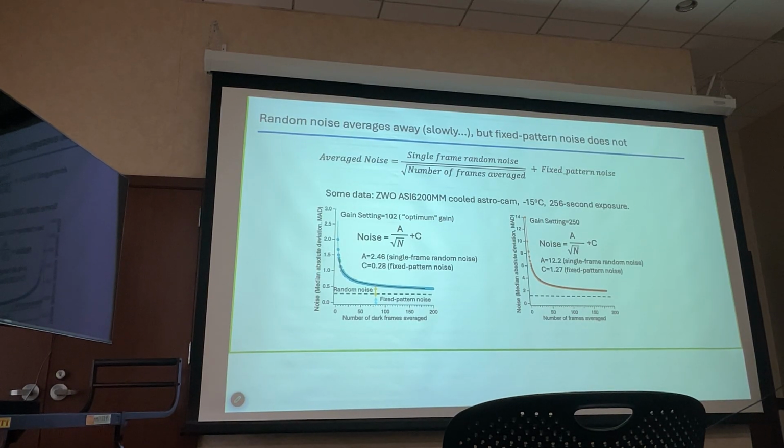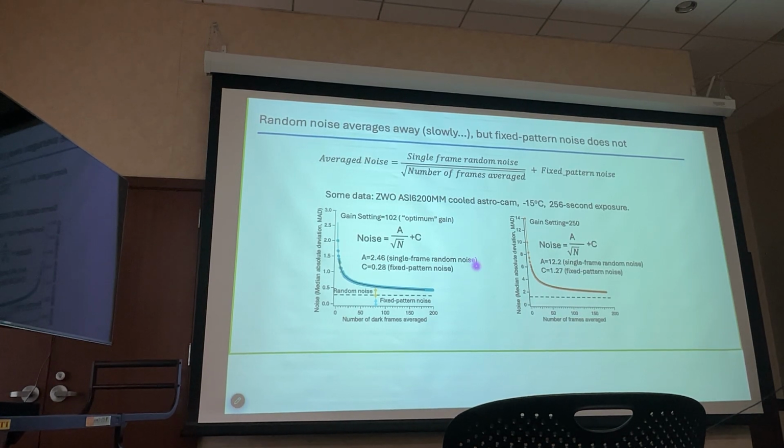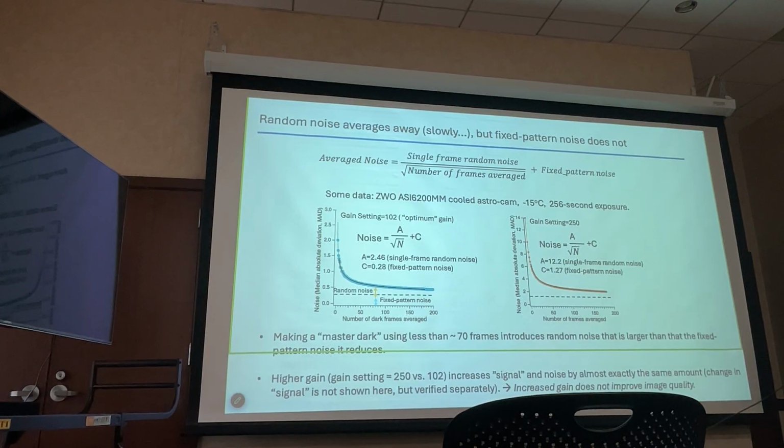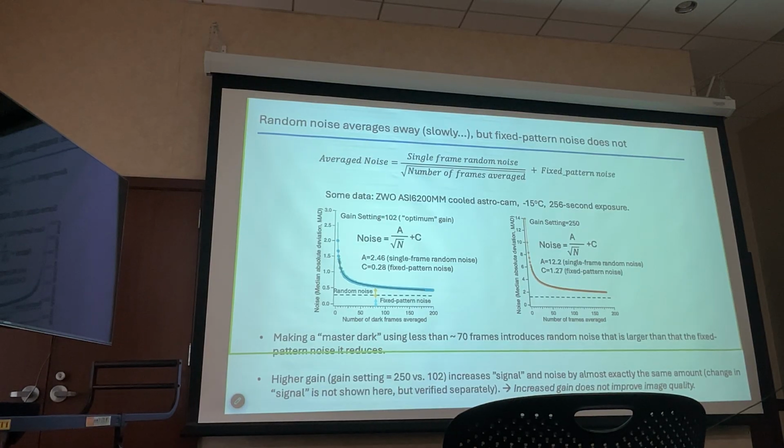The signal goes up by a factor of 4. But so does the random noise. It goes from 2.5 to 12. The fixed pattern noise goes from 0.28 up to 1.2. The same factor increase. So the take-home message from this, number one, is if you don't average a reasonably large number of dark frames, you introduce more random noise than you take away during the calibration process.